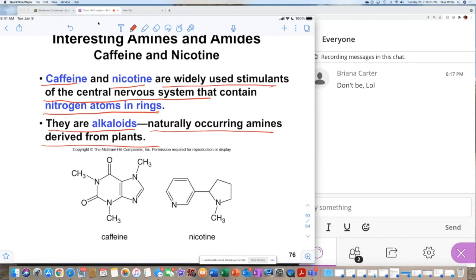But yeah, we're talking about the functional groups and how they all go together, right? So amine compounds tend to be compounds that stimulate the nervous system. Okay? Think about caffeine, think about nicotine, and think about the other amines.